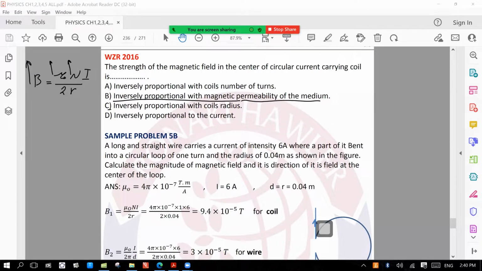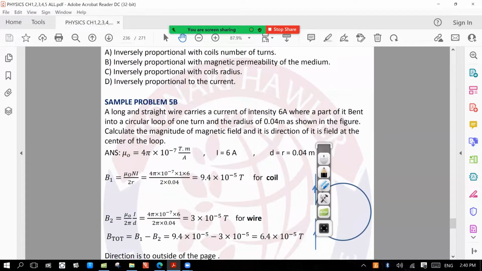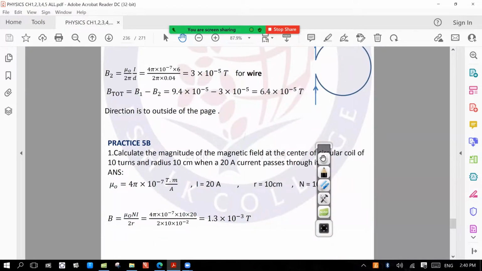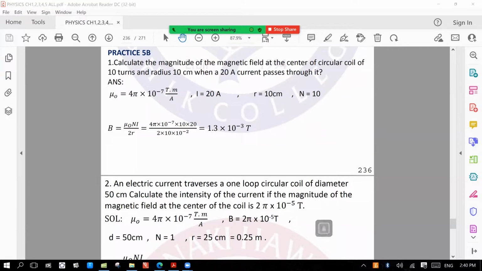C is going to say that it is inversely proportional with the coil's radius. Look at this one. If I have more radius, the magnetic field should be less. It should decrease. So C is going to be the correct answer because it's below all of the mu naught and I. If I have a larger radius, it means you have a less magnetic field. Okay, we have a very nice question about that subject, but let's solve the practice 5B and then we're going to go for that question.